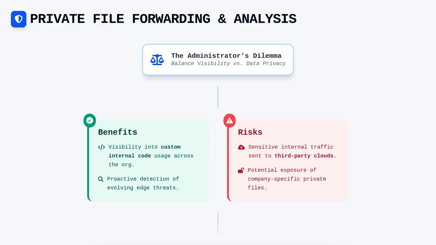As the administrator, you should also consider whether to enable the forwarding of private, company-specific files. While this can provide a degree of visibility into custom code being used across your organization, it does involve sending potentially sensitive internal traffic to a third-party cloud. The analysis results are logged in the Monitor tab, providing a transparent view of every file that was sent for analysis and its subsequent verdict.